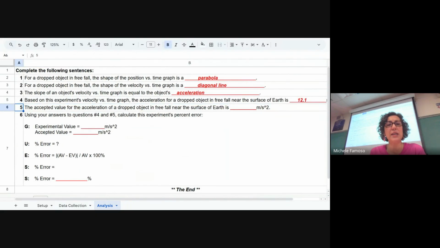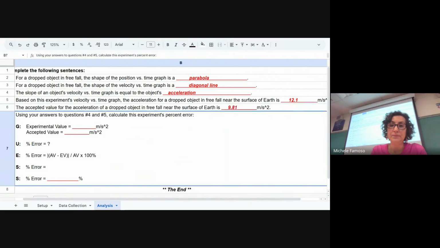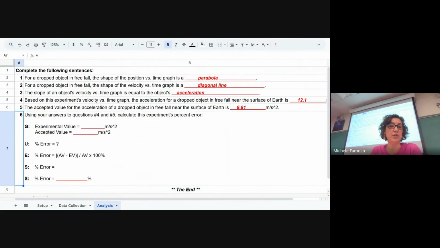Number 5. What's the accepted value for the acceleration of a dropped object in free fall near the surface of Earth? Cindy? Yeah, the 9.81. That's its magnitude. So 9.81 is what we're going to put in there. Nope, because that's giving a direction. We're just looking for the magnitude.